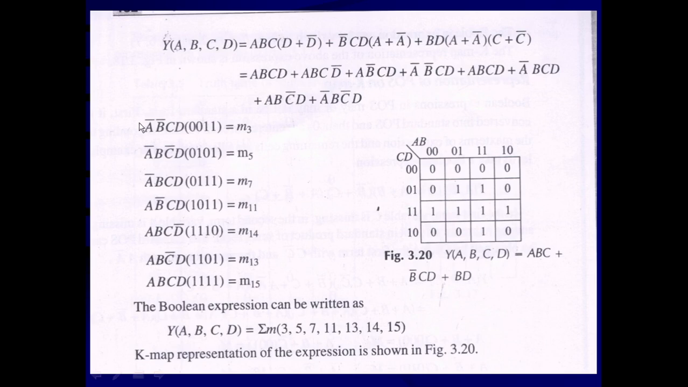Corresponding to this, A bar B bar CD, that is 0 0 1 1, is m3. So we are getting different min terms from m3 to m15. This Boolean expression can be represented like this: Y is a function of ABCD, equal to sigma small m 3, 5, 7, 11, 13, 14 and 15. Corresponding to these locations, this is the sum of product equation.